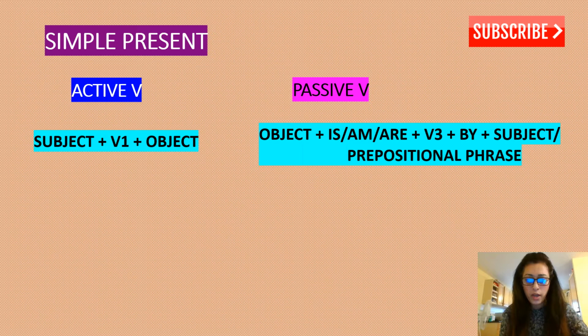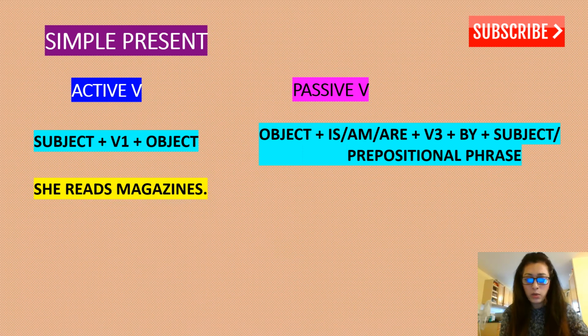Now you see the way we make a sentence for the active voice, it is subject plus V1 plus object. On the other hand, the passive will be: object becomes the subject. So here I'll start my sentence with the object. Then I will use the auxiliary verbs, which are is, am, are, and I will use the verb third form, and this I've already discussed in my earlier videos. And then I'm going to use by with the subject, or I can use a prepositional phrase.